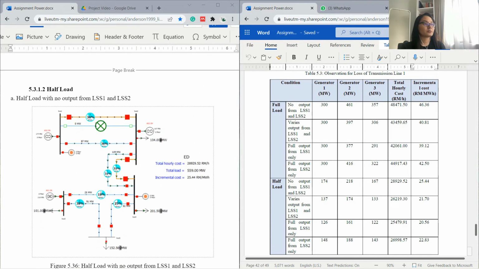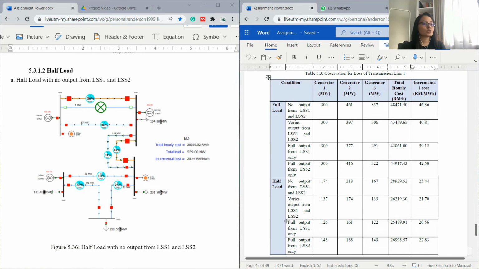Next, we have come to the part of half load, where each of the loads will reduce to 50%, so this is the new value for each load. As a result, here we can see all of the values decrease to the 50% load, and yet the conditions are still the same. We are going to observe the results for the half load condition. Basically, all of the values are also deducted by 50% from the previous full load.